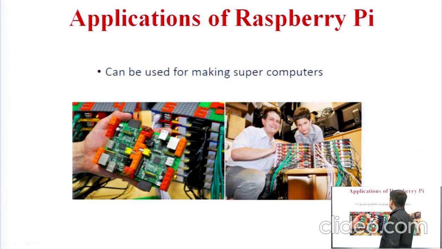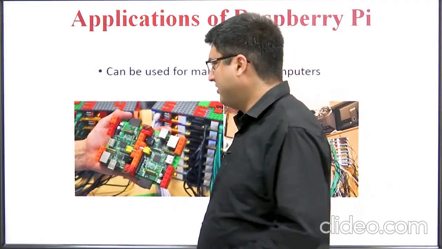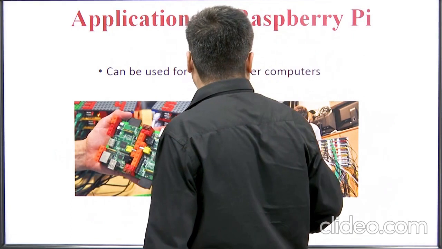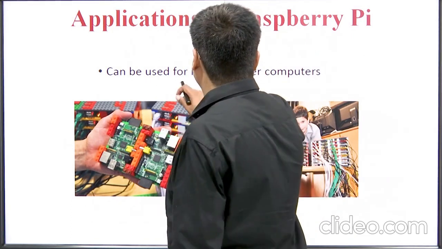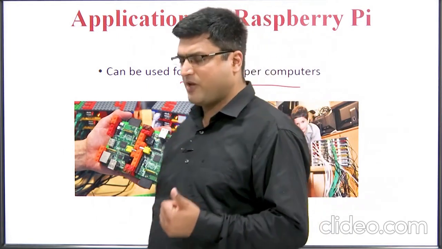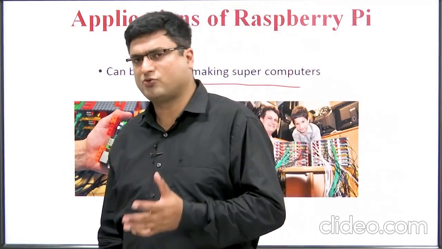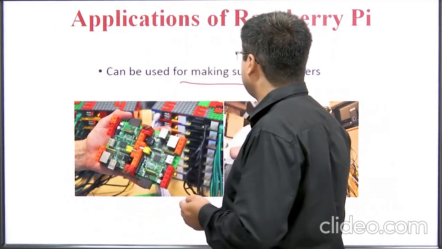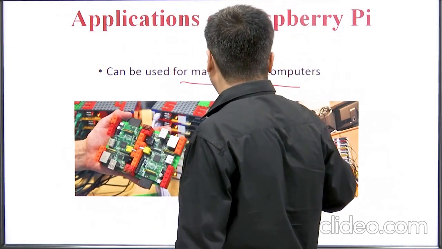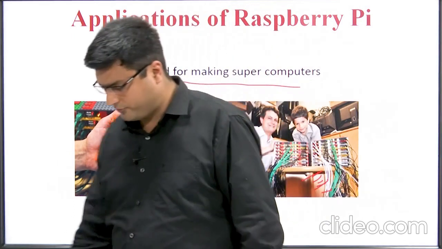So what are the applications of Raspberry Pi? There are a lot of applications of Raspberry Pi. Here you can see smart boards. You can use your Raspberry Pi for making supercomputers. Supercomputers need many small computers, so Raspberry Pi gives the solution to that. So Raspberry Pi is used in smart computers. You can use many Raspberry Pi to enable our smart computers.